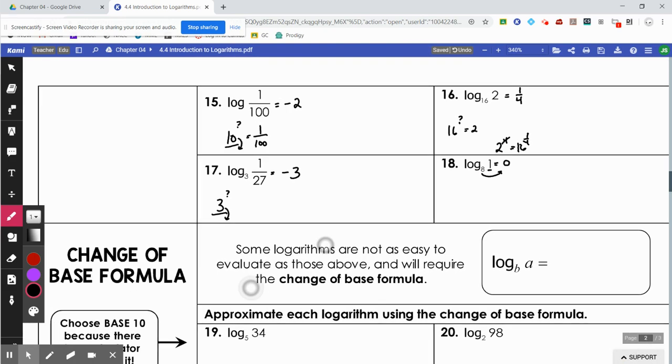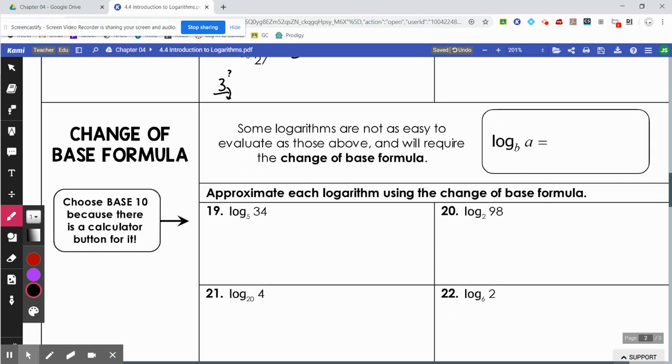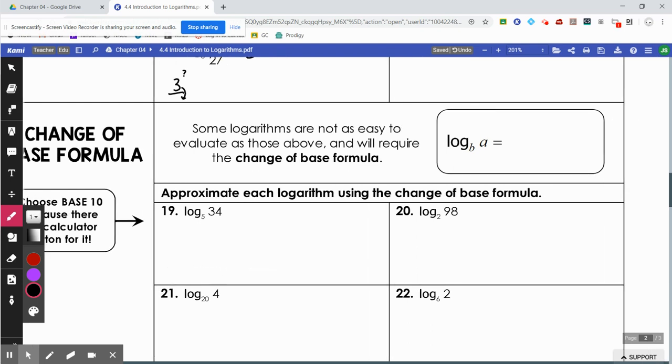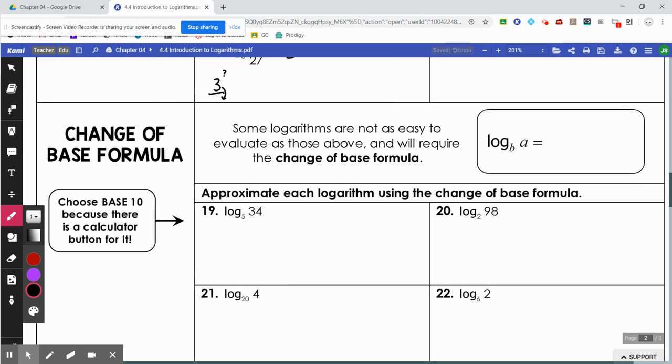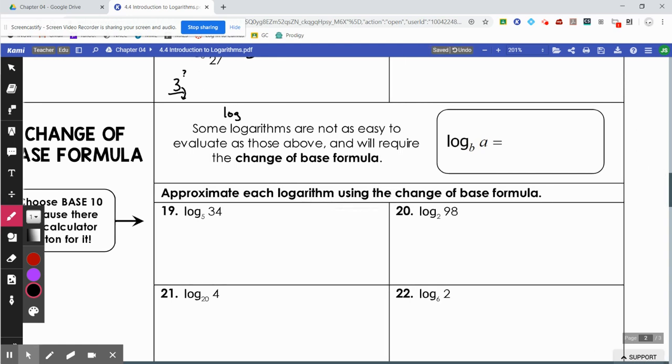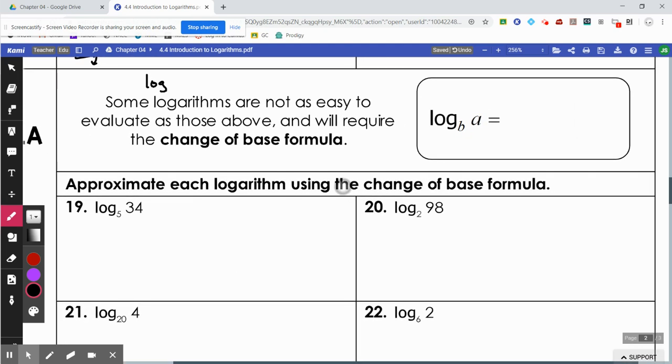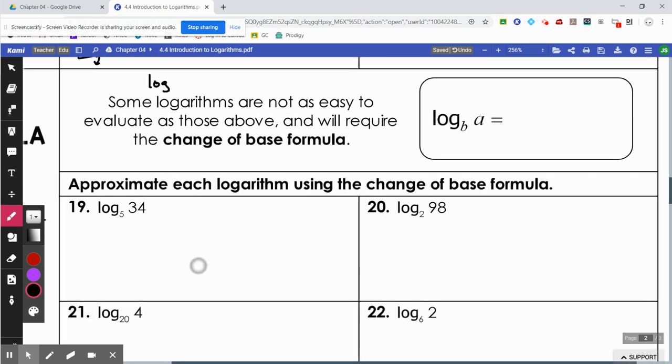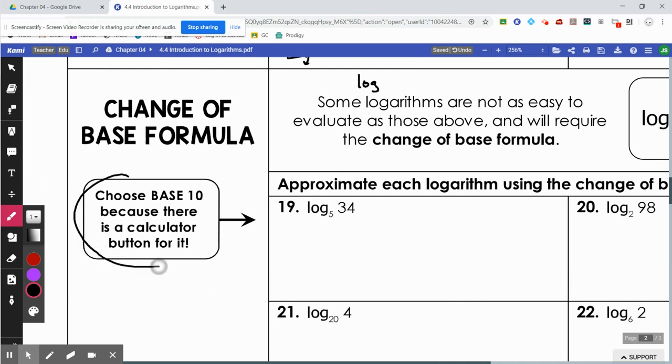And next up, our change of base formula. It says this: some logarithms are not as easy to evaluate as those above. Those are pretty easy and will not require a change of base formula. Now, here's what our change of base formula says, for log base b of a. Our calculators know two different types of logarithms. They know a common log, which we've already discussed, and then a natural log, which we'll discuss later. So let me show you how we can change a logarithm to any base we want to. In this case, I'm going to change it to base 10. Why? Because my calculator knows it. And that's what it says here: choose base 10 because there is a calculator button for it.